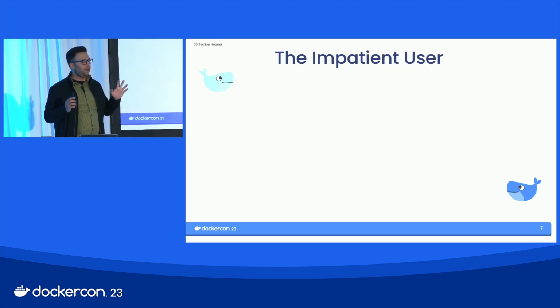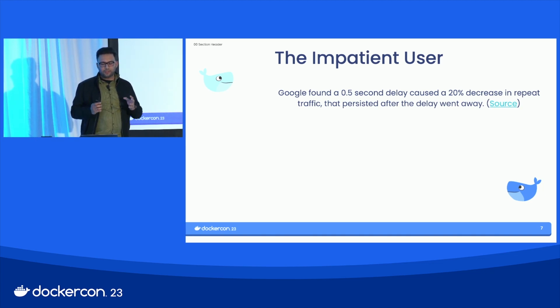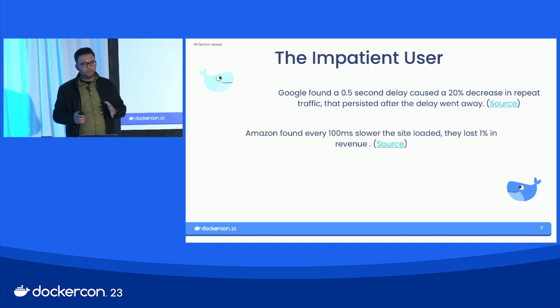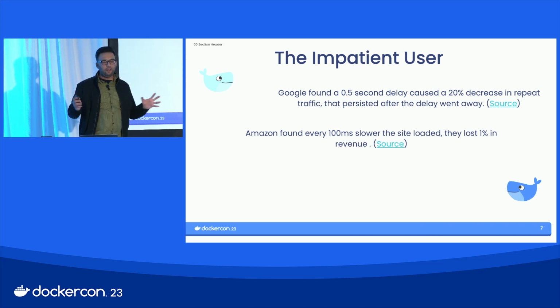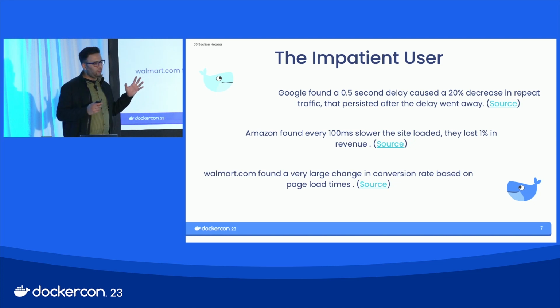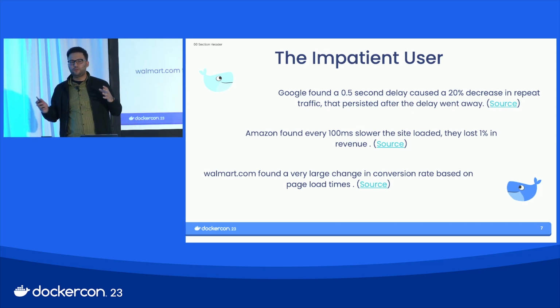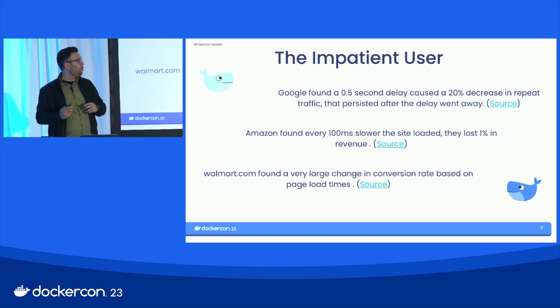I'm going to quote some very popular, widely used facts around the industry to show this importance. Google found that a 0.5-second delay causes a 20% decrease in repeat traffic, and that also persisted after people went away. Similarly, Amazon found that every 100 milliseconds slower their site loaded, they lost 1% in revenue, and I'm pretty sure their revenue is billions right now. Walmart also found that their conversion rates vary a lot based on their web page loading performance. All three of these are web applications: Google Search, Amazon, and Walmart. They show how significant it is to make sure that your application is always up and running and performing at its optimal level, which can be done through observability.